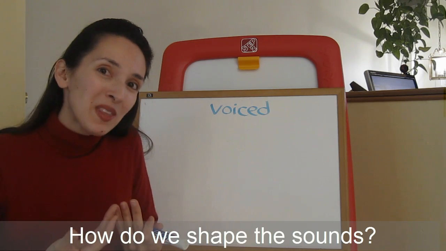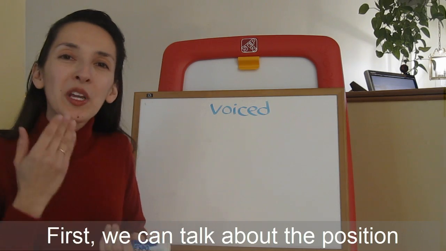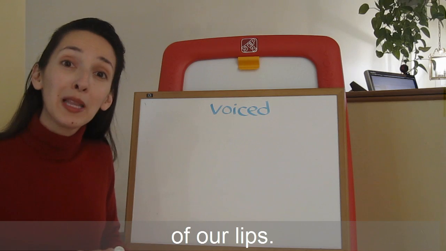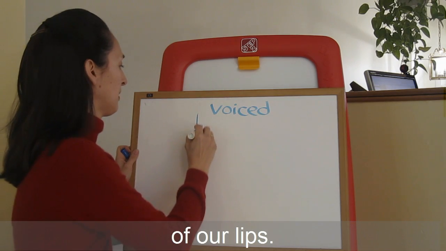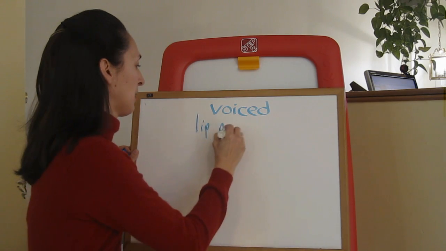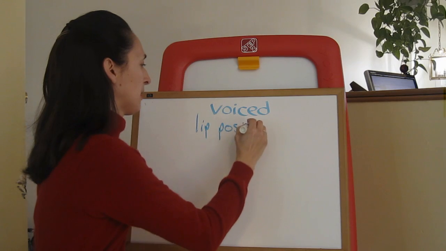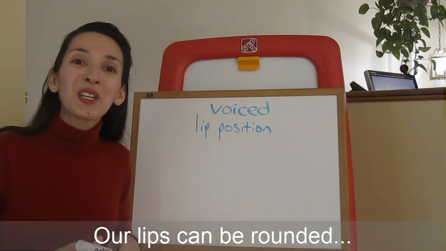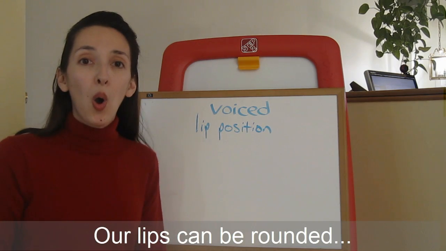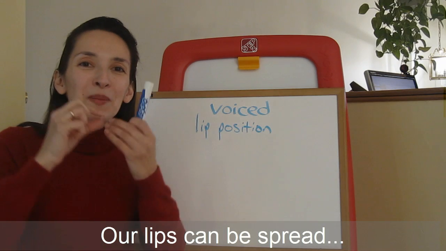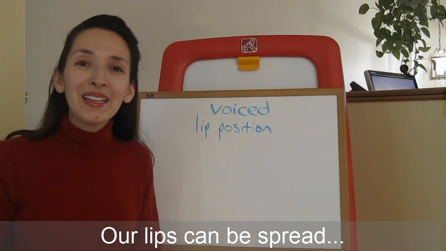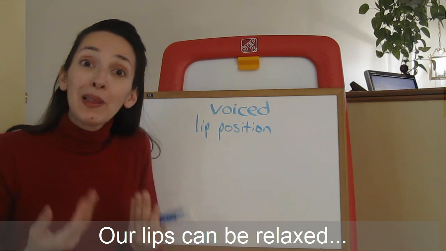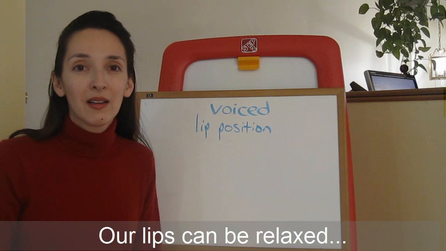How do we shape the sounds? First, we can talk about the position of our lips. Our lips can be rounded, aw. Our lips can be spread, e. Our lips can be relaxed, ah.